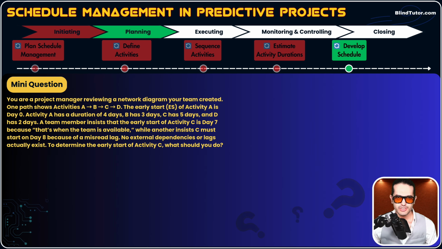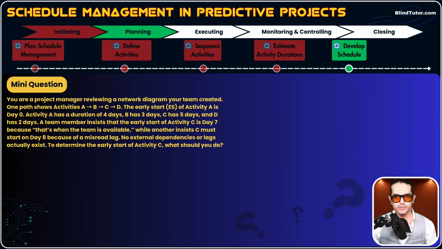You are a project manager reviewing a network diagram your team created. One path shows activities A, B, C, D. The early start or ES of activity A is day 0. Activity A has a duration of 4 days. B has 3 days, C has 5 days, and D has 2 days.